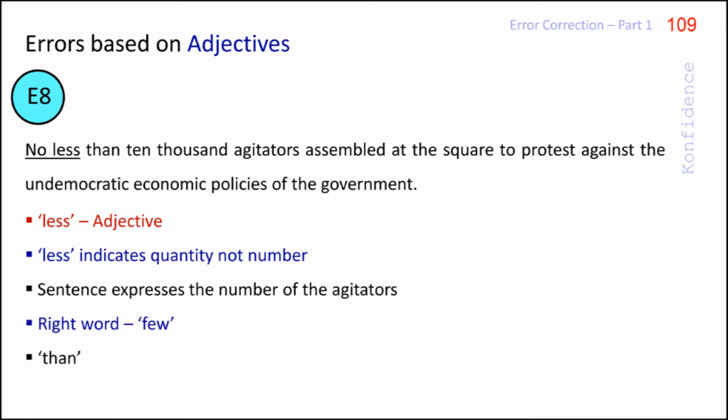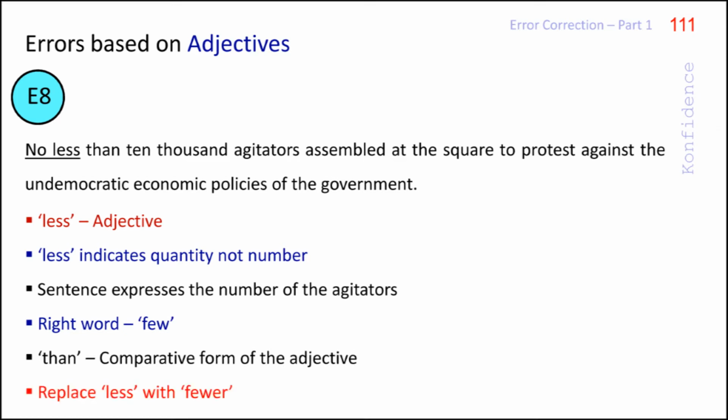Since there is than in the sentence, the comparative form of the adjective must precede it. Therefore, replace less with fewer.